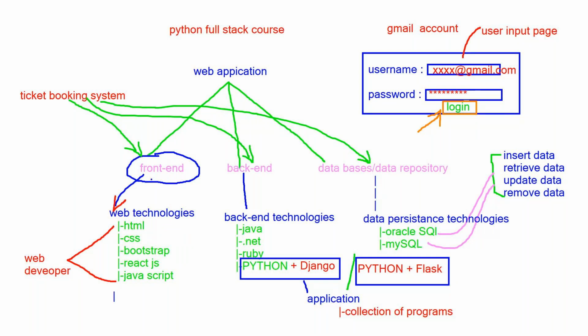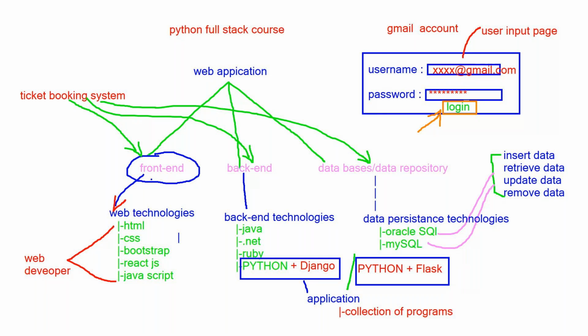By using web technologies, we can develop static web resources. The second one is dynamic web resources. Sir, what is a static web resource? What is a dynamic web resource?